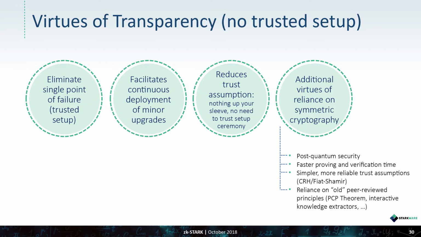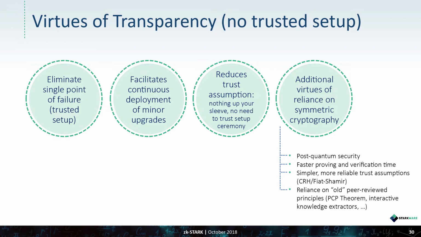It also facilitates continuous deployment of minor upgrades to your network. You don't have to batch them into big things because of the need to generate a trusted setup, which is very complicated. As I said, it reduces the trust assumptions. A government or a big bank could come to the public and say, we're using this system, but you really should trust it because there's nothing up our sleeves. There's no part of it that we could have manipulated in this proof system.